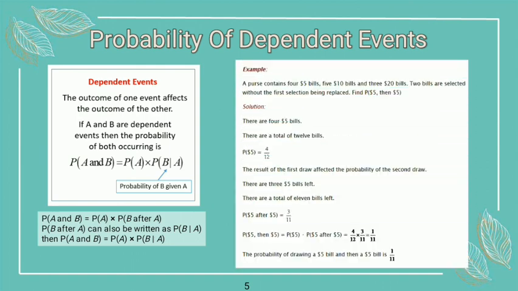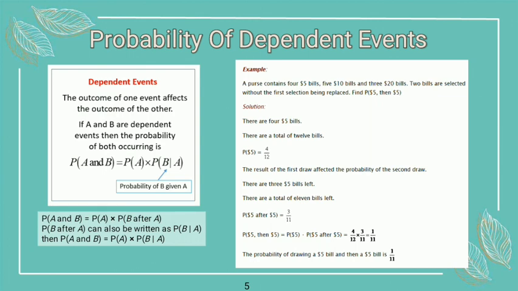Example: a purse contains 4 $5 bills, 5 $10 bills, and 3 $20 bills. 2 bills are selected without the first selection being replaced. Find the probability of $5 then $5. Solution: there are 4 $5 bills, and there are a total of 12 bills. The probability of $5 equals 4 over 12.